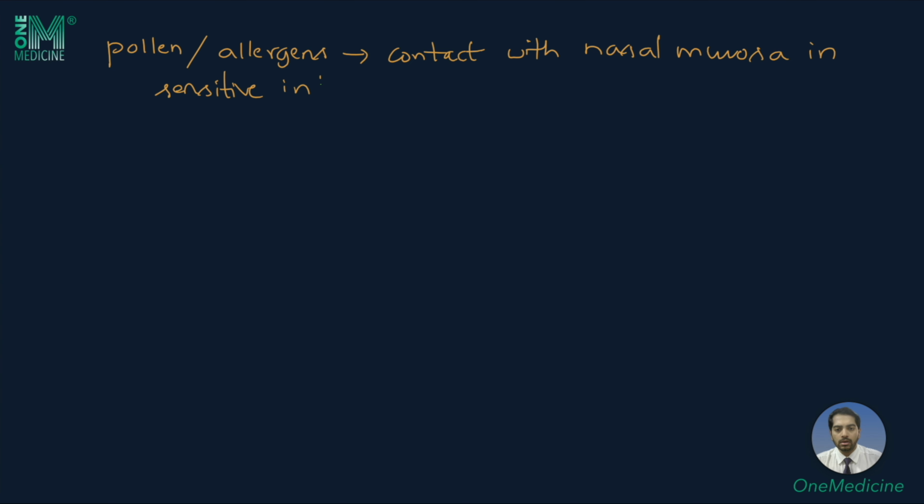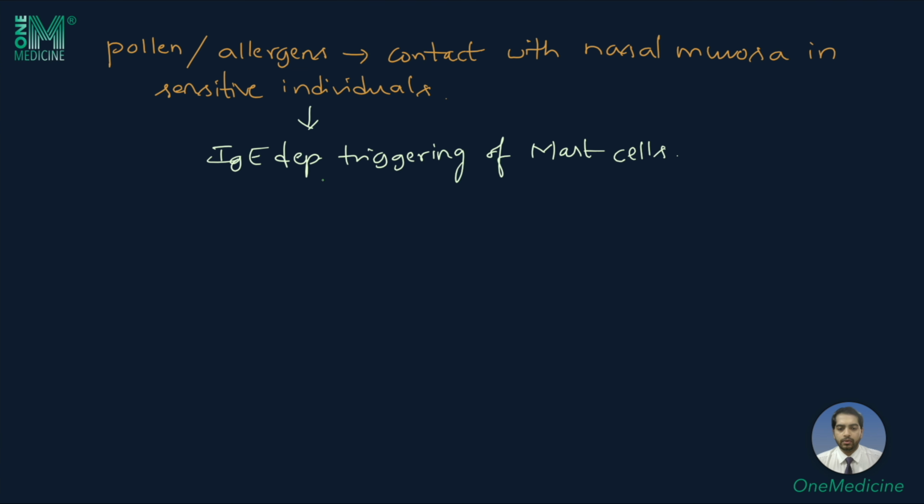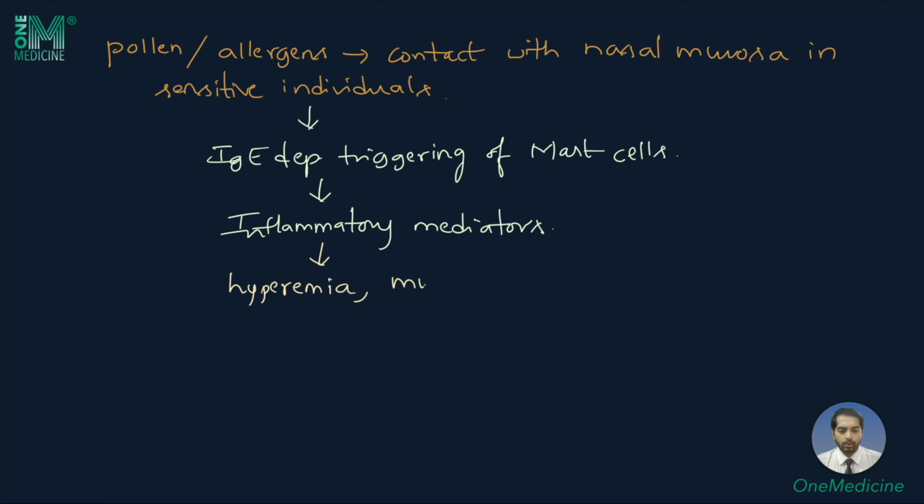Pathophysiologically, the pollen or other allergens come into contact with nasal mucosa in sensitive individuals, resulting in IgE dependent triggering of mast cells, which further release inflammatory mediators and cause development of hyperemia, mucosal swelling, and fluid transudation.